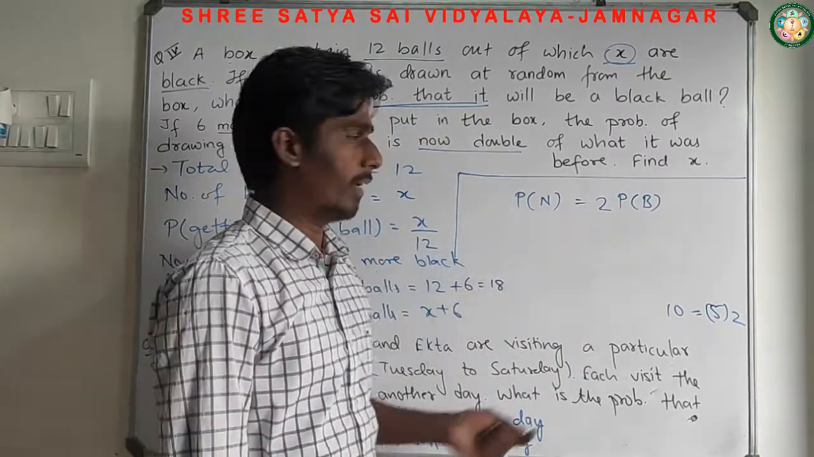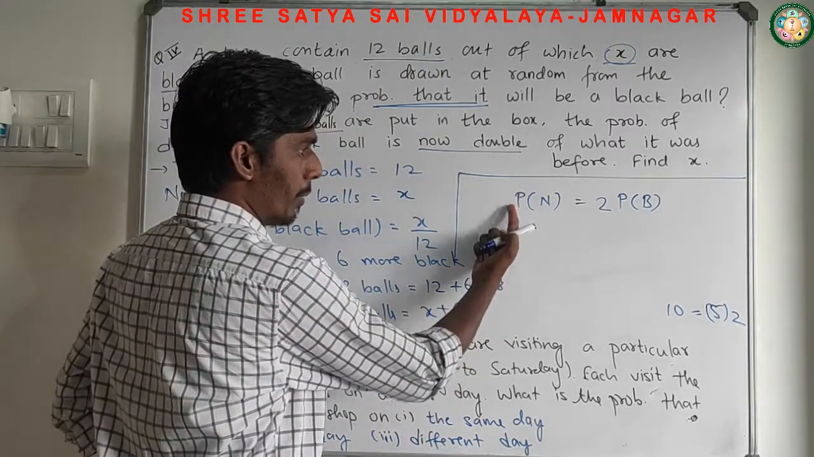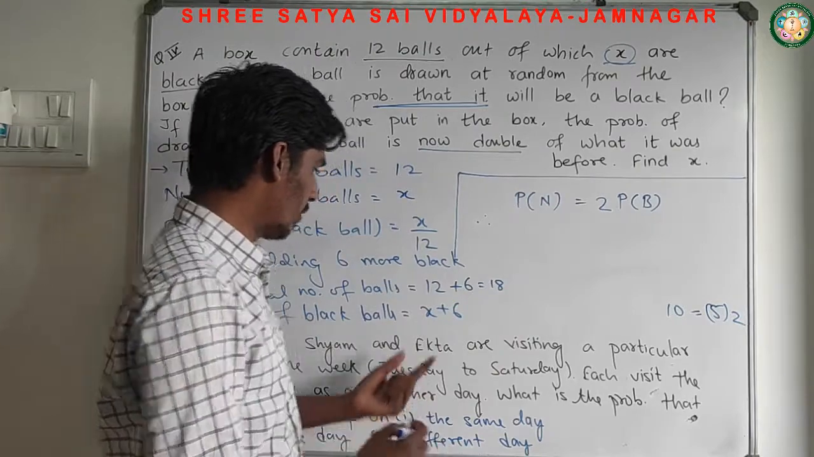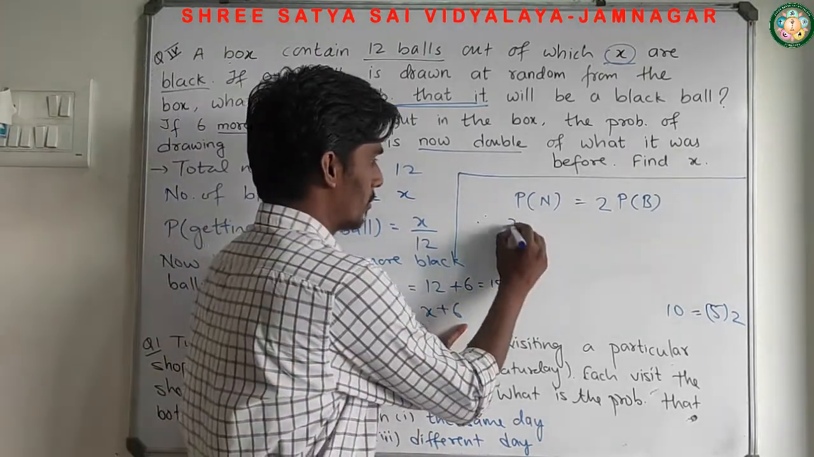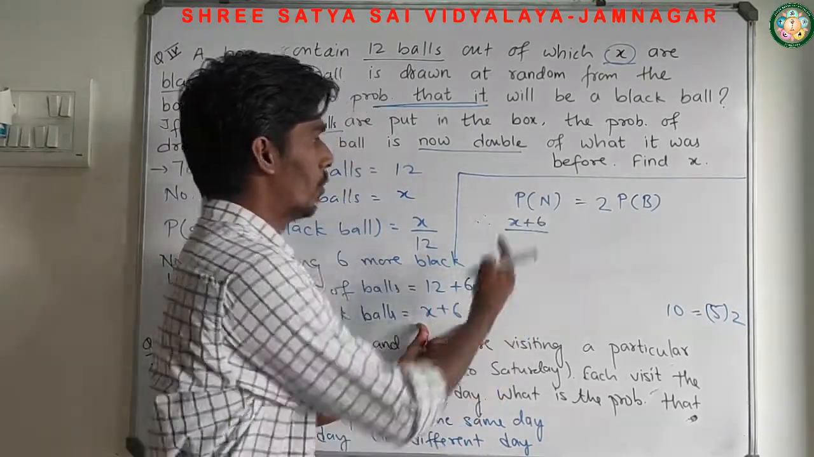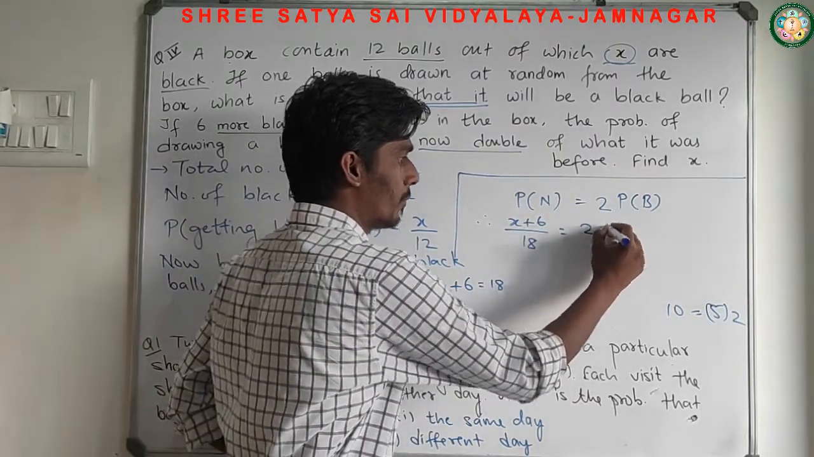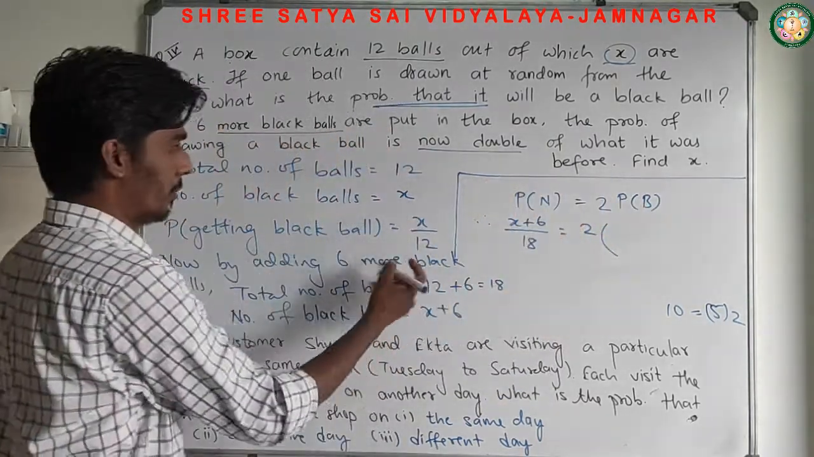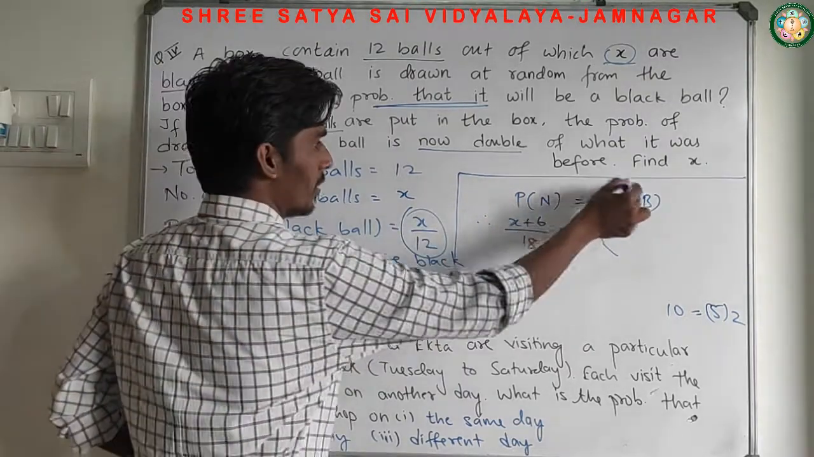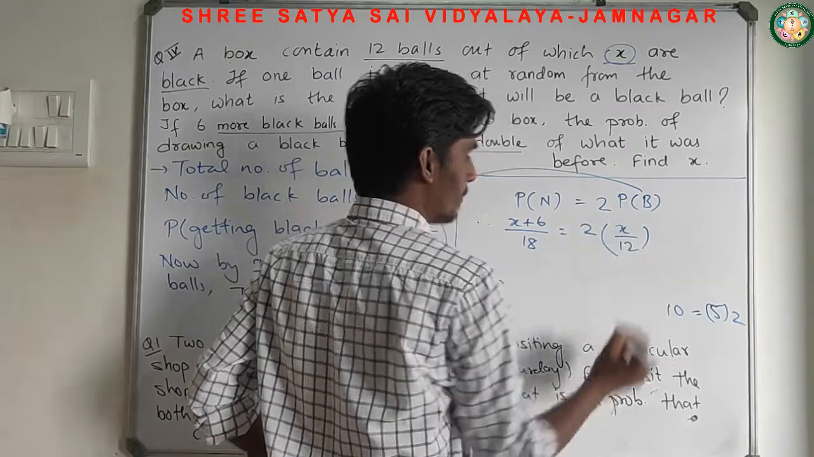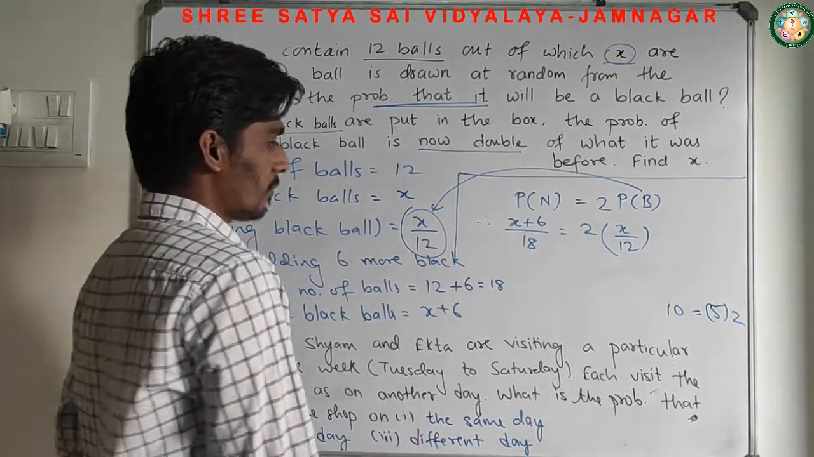So now replace all the values. Probability of the new one. So what is the probability of the new one? Its favorable outcome is what? X plus 6. What is its total outcome? It's 18. It's 2. What is the initial probability? It's what? This one. X by 12.